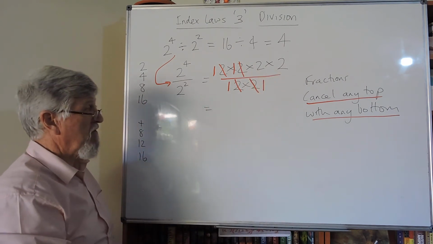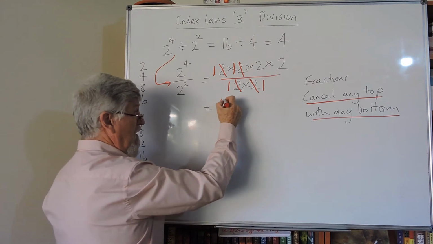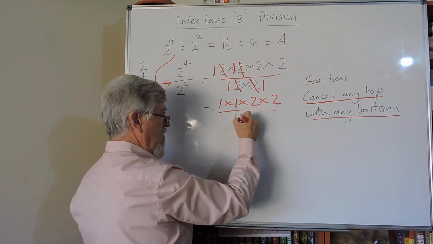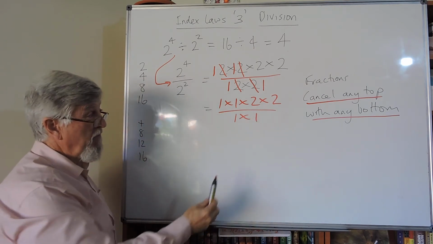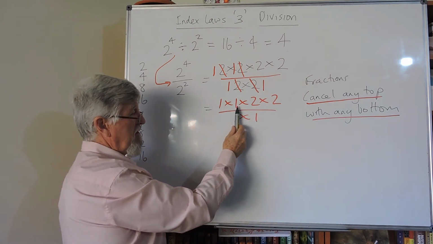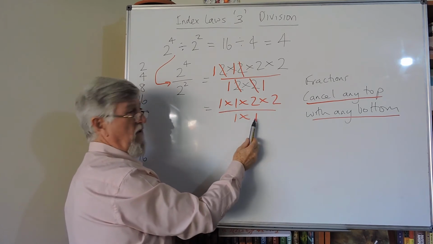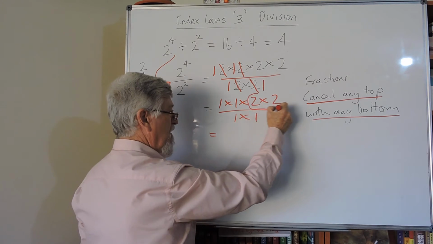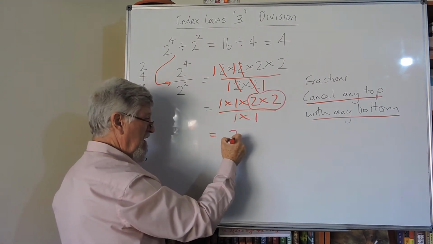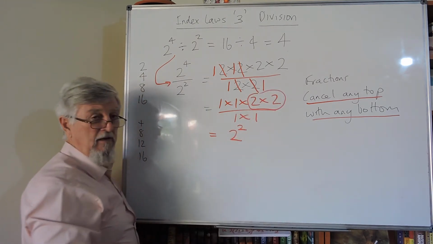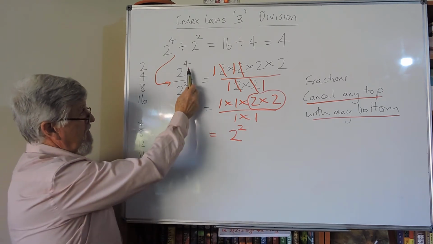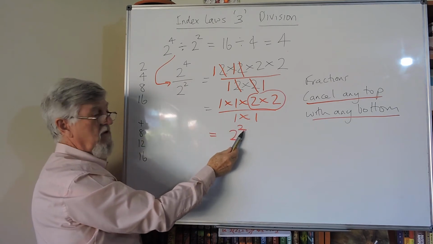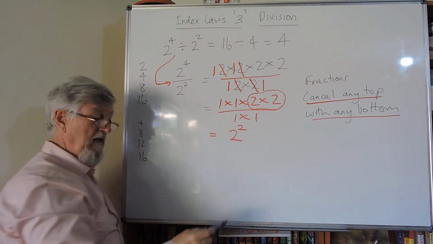So what I'm left with on the top, I'm going to write it out for once, is 1 by 1 by 2 by 2. And on the bottom I've got 1 by 1. Now, simple maths, 1 by 1 is 1, and 1 over 1 is 1, you don't need to write it. I'm now left with how many 2s? I'm left with 2 of them. So I can write that as 2 squared. So have a look at what we started with. A 2 to the 4 divided by a 2 to the 2 ended up with a 2 to the power of 2. Let's do another one.